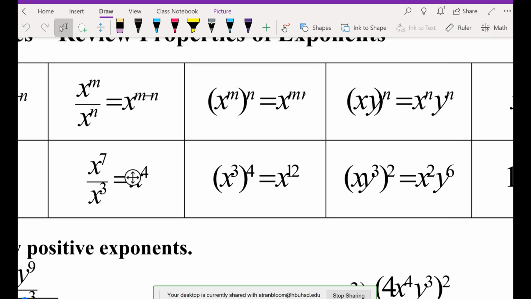So x currently has 1 power. Would you guys agree? Yeah. But it's being raised to the second power. So 1 power times 2 is now x to the second. y currently has 3 powers, but raised to the power 2, so y to the 6. Okay.